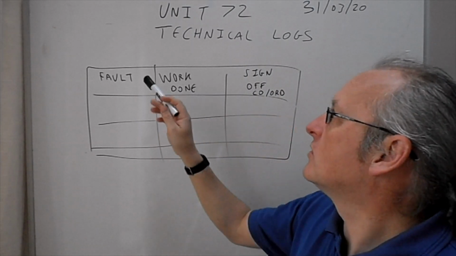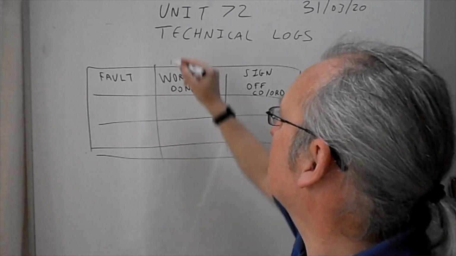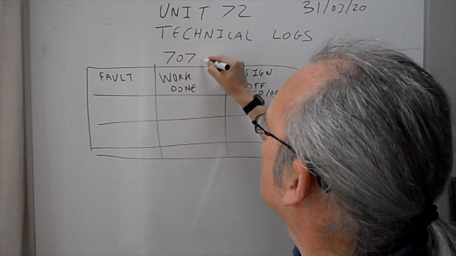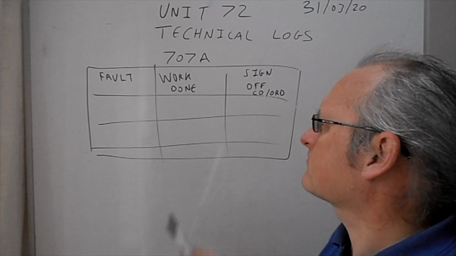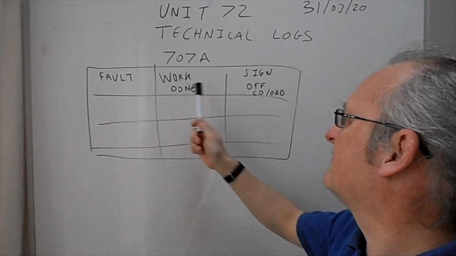So this is the 707A for the military system. What's wrong with it? How did you fix it?